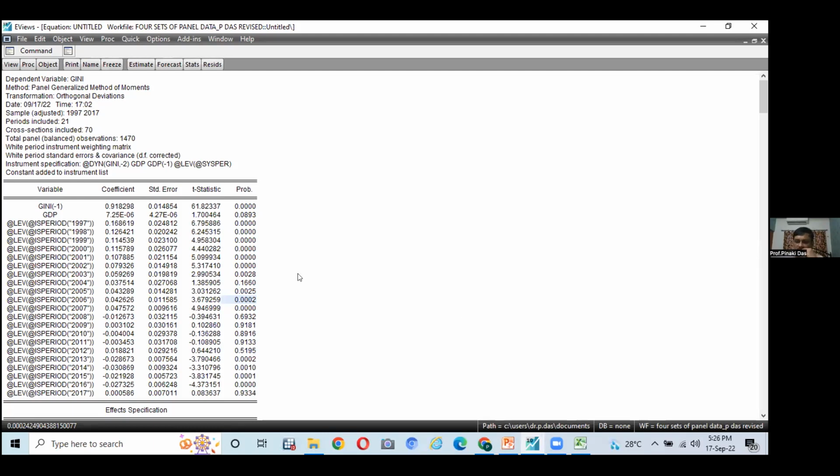Have you understood the concept regarding panel unit root, panel co-integration, VECM, and VAR? Yes or no? The theoretical concept of these techniques. Yes. Have you any query? No. Okay, we can proceed. Our first task is the panel unit root test.